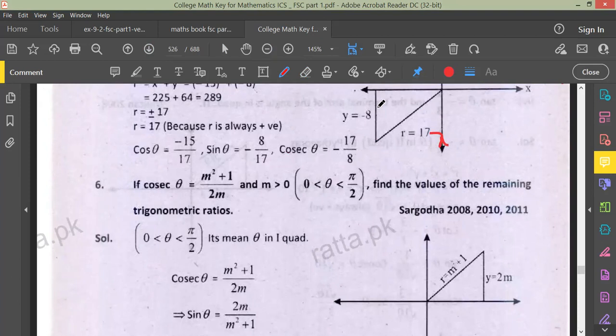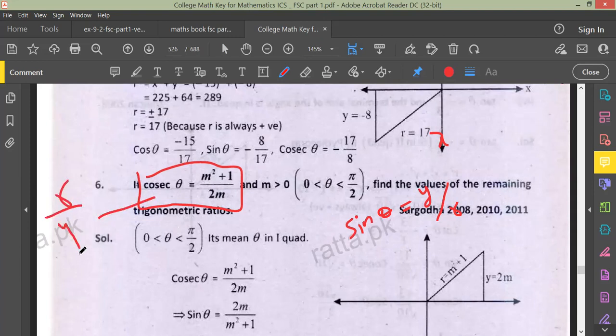And similarly, questions number 6, 7, and 8 are very important questions to discuss here. So question number 6 is cosecant theta is equal to (m square plus 1) over 2m. We know that sine theta is equal to y over r. So cosecant will be equal to r over y. So value of r will be equal to m square plus 1. Value of y will be equal to 2m, and we have to find the value of x.